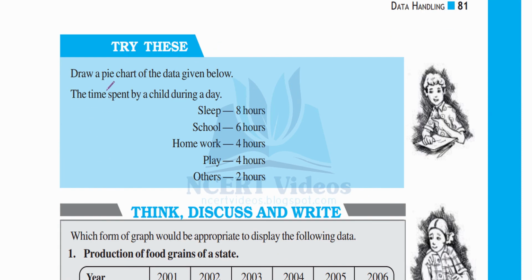Now we have to try these. Draw a pie chart of the data given below. The time spent by a child during a day. That is just we read in the first part. So how you will do it? Let's give you an idea.